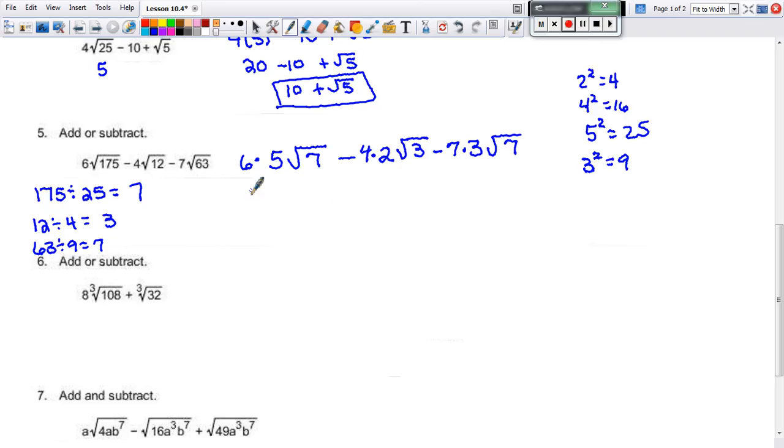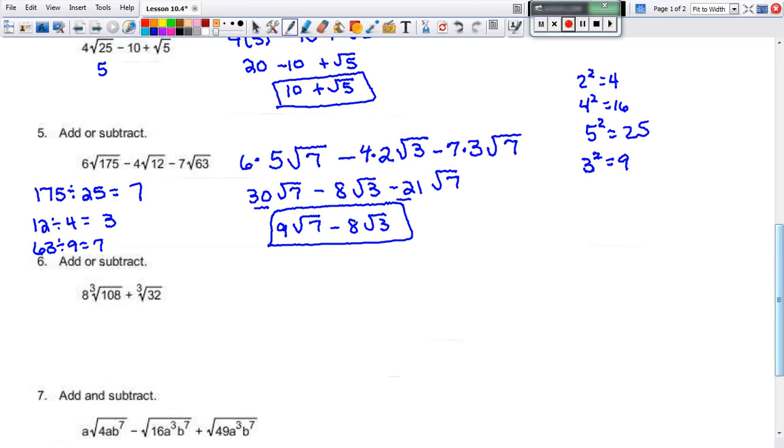Okay, so that's 30 square roots of 7 minus 8 square roots of 3 minus 21 square root of 7. Okay, so square root of 7, I've got 30 take away 21 is 9. And then I just have a minus 8 square root of 3. I can't do anything with that to combine those.